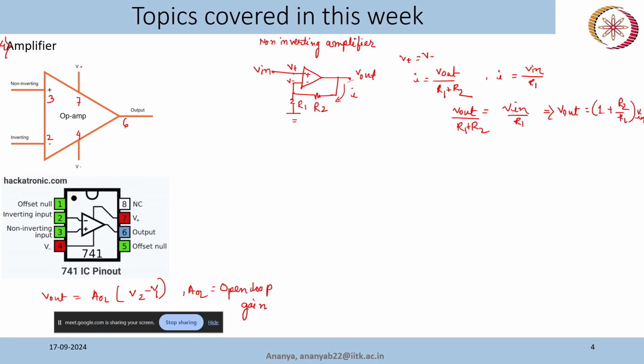So we know that the relation between output and input, the ratio of output voltage and input voltage, is the gain for a circuit. So in this case, the gain is 1 plus R2 by R1. So we can adjust the R1 and R2 values so that we get the desired gain, the desired amplification. Okay, so this is the gain.